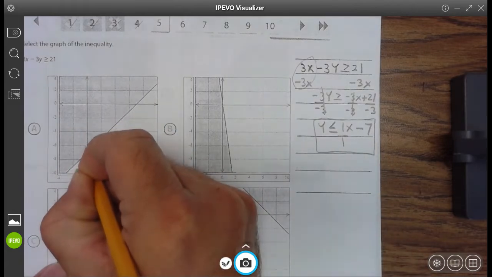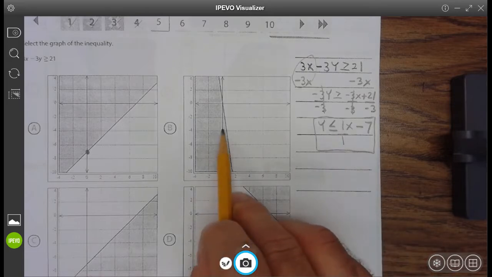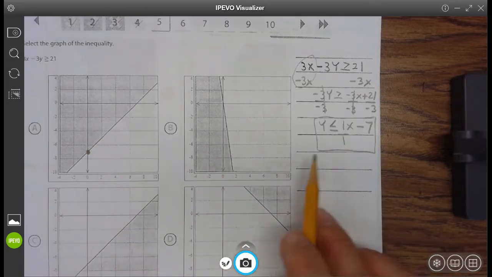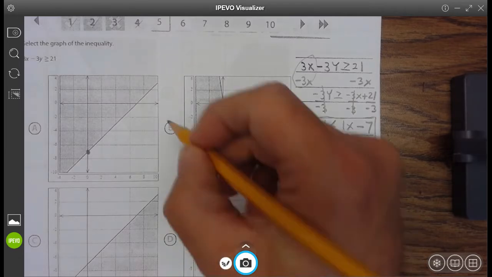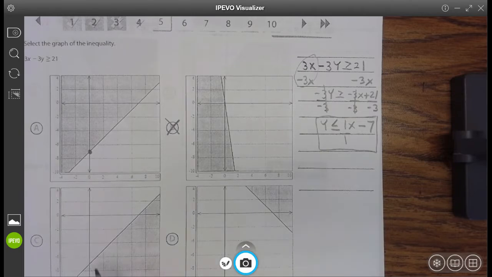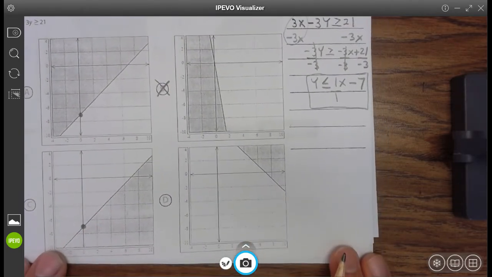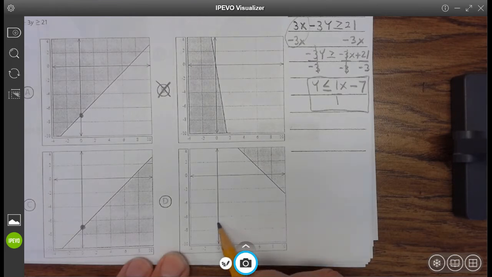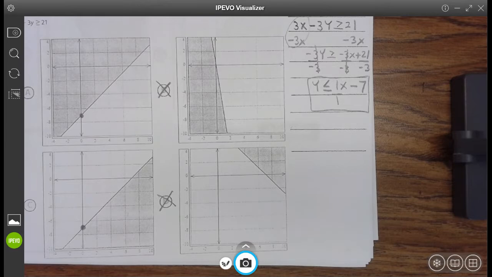That's correct in A. Now, this is a solid line. All the lines are solid, so that's okay. Next, this does not have a y-intercept at negative 7, so we can mark out B. Okay. This does have a y-intercept at negative 7, so that's okay. And this does not have a y-intercept at negative 7, so it's not D.